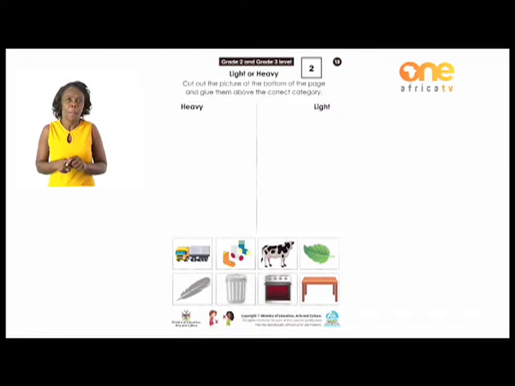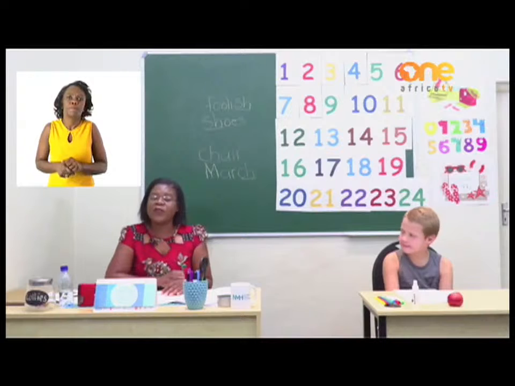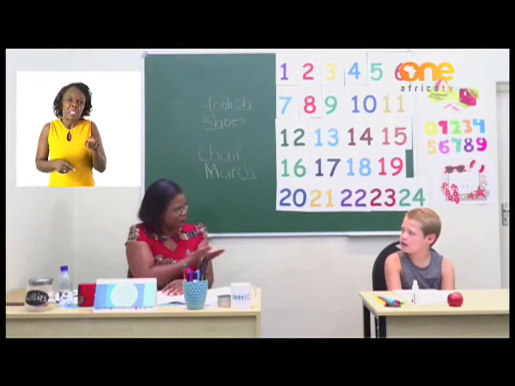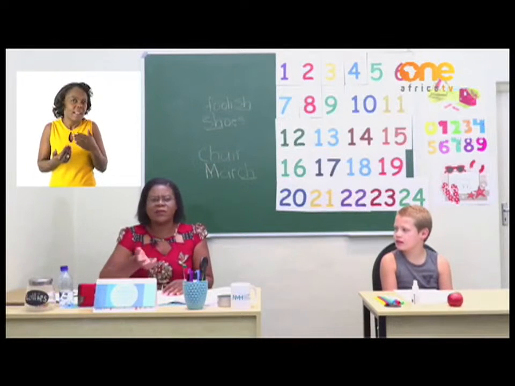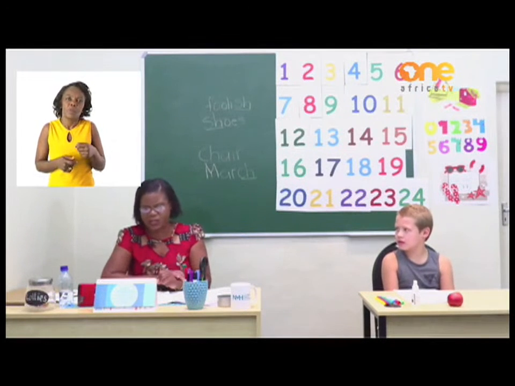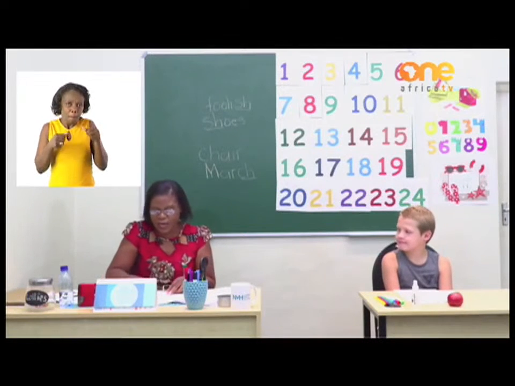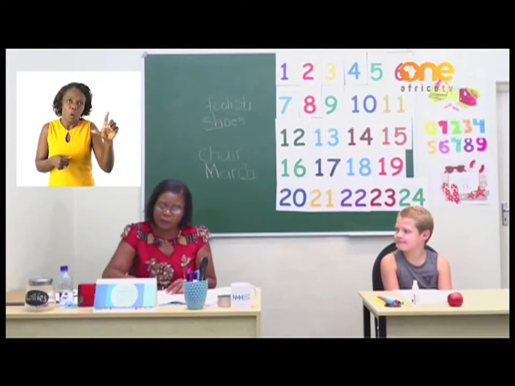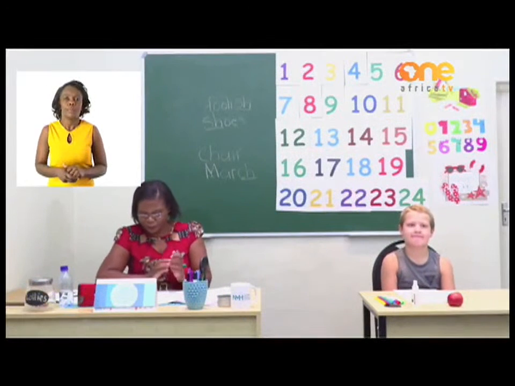They are my socks. Those are your socks. Are the socks heavy or light? What do you think? They are light. I can lift them up without having to use much of my strength. Therefore, the socks are light. I'm going to cut my socks nicely with my scissors and paste them on the right-hand side under the column of light. So, do the rest of the objects in the same way.